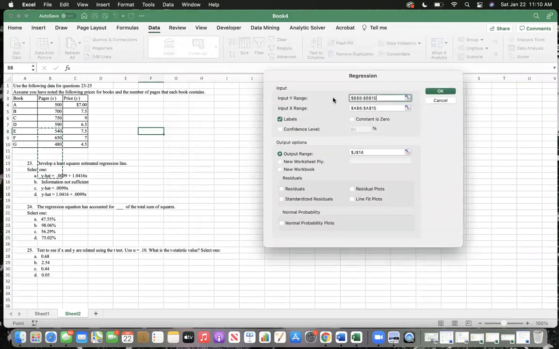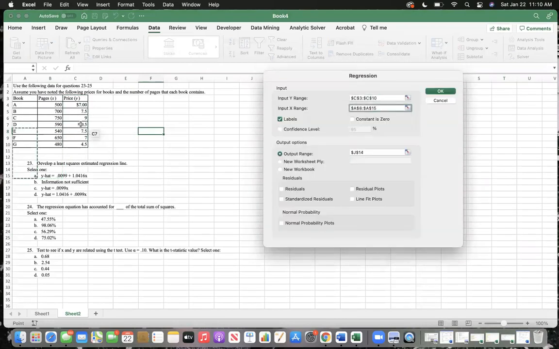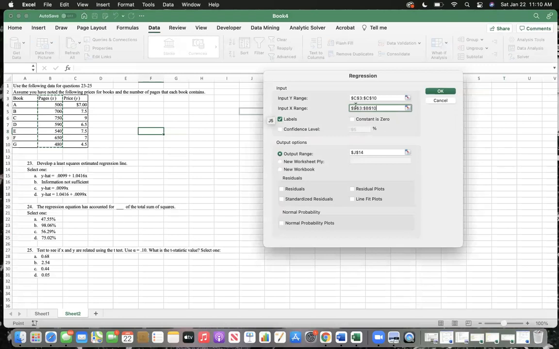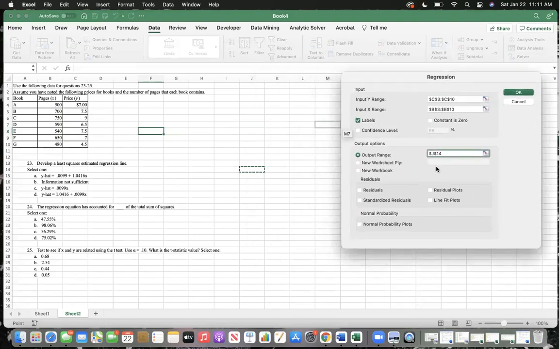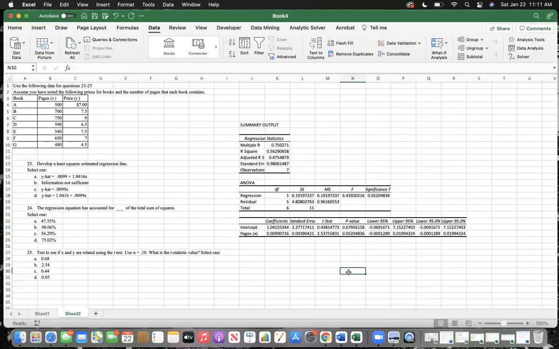Our Y input range is our price. So I'm going to do this. Our X range is pages. So this. Make sure you get all of that there. I included labels. You can see I have price included and I have pages included. So I am going to make sure my labels is checked. Output range, you can put that wherever you'd like. I'm going to put it right here and say, okay. All right.